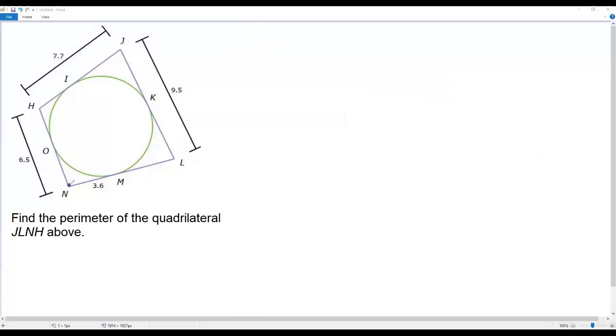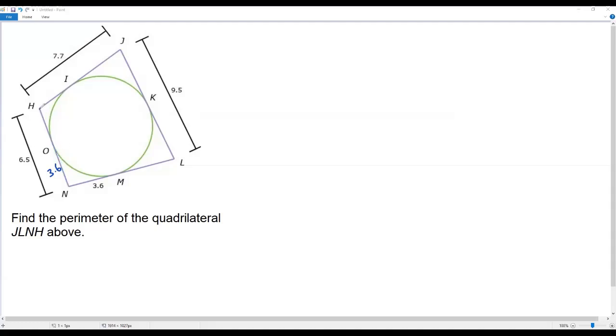Here N is the external point to the circle, and NM is the tangent drawn from the external point N to the circle, and NO is also a tangent drawn to the circle from the same external point N. Just now we saw the concept: when we draw two tangents to a circle from the same external point, the lengths of the two tangents must be equal. So the length of the tangent NM and the length of the tangent NO must be equal. Already we know that the length of the tangent NM is 3.6, so the same length, 3.6 units, holds for the tangent NO.